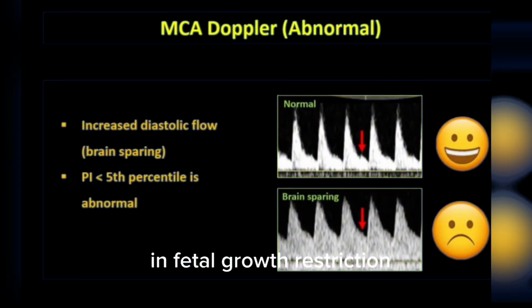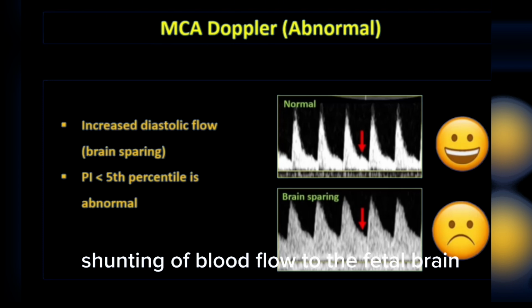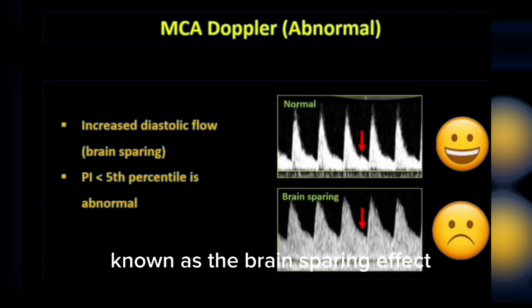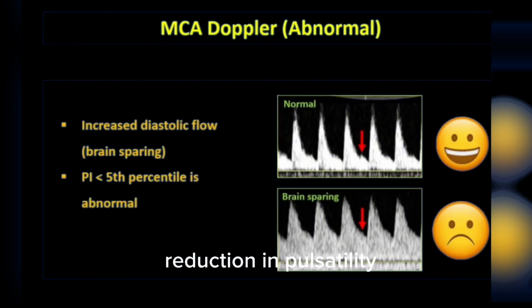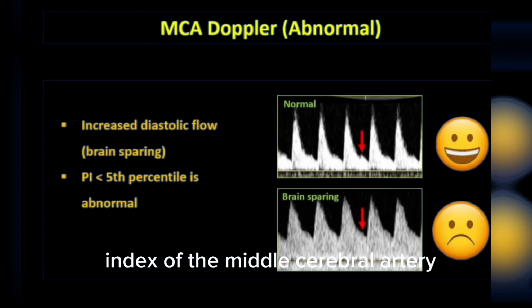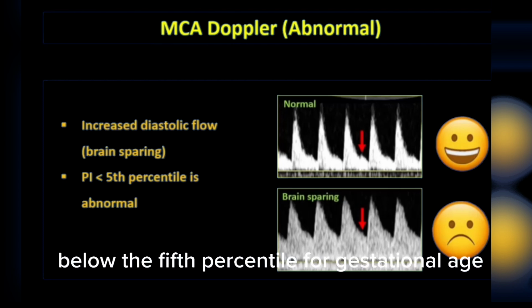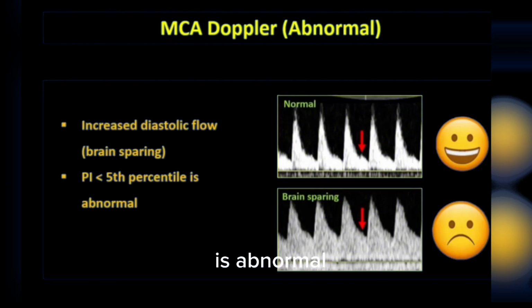In fetal growth restriction, there is preferential shunting of blood flow to the fetal brain, known as the brain-sparing effect. This leads to increased diastolic flow, and hence reduction in pulsatility index of the middle cerebral artery. A pulsatility index below the 5th percentile for gestational age is abnormal.